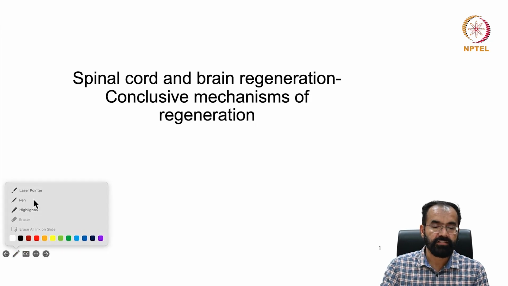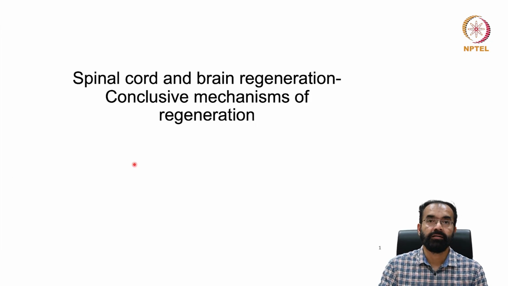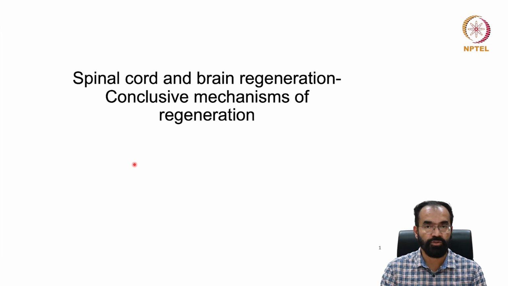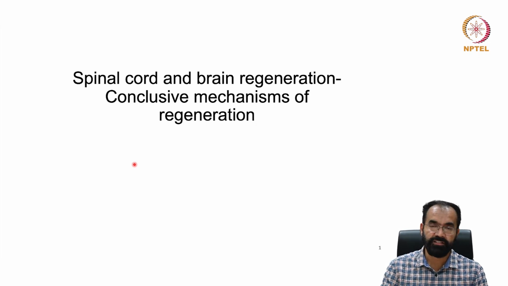So in this class, we will learn a brief outline about spinal cord and brain regeneration and how different mechanisms come into picture for regeneration of the brain and spinal cord. They are combined mainly because they are an extension.